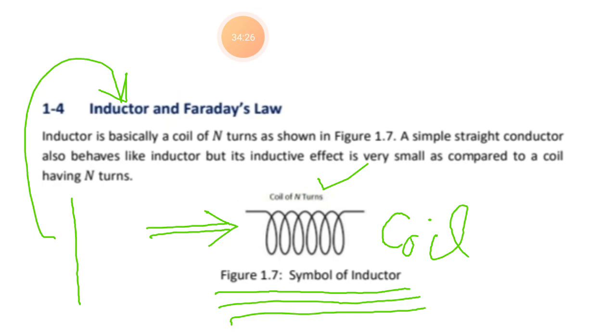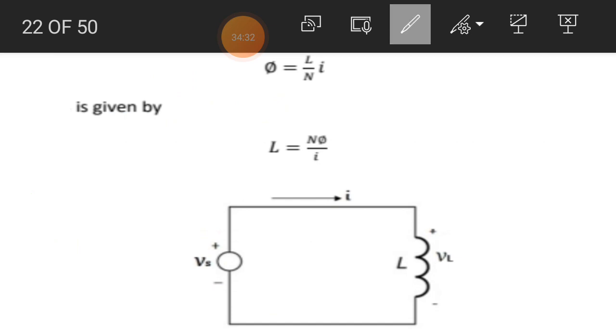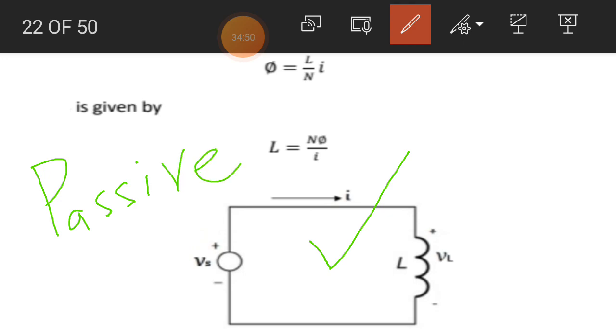Let us apply a time varying voltage across this passive circuit element. Inductor is known as a passive circuit element. Why? Because an inductor takes energy from the voltage source. Any circuit element which takes energy from the voltage source is known as a passive circuit element.